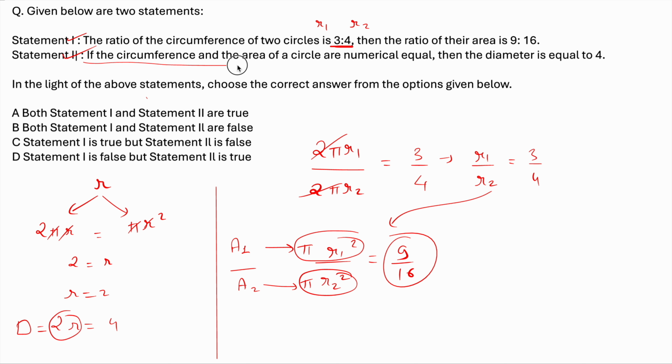If the circumference and the area are numerically equal, the diameter is equal to 4. Yes, absolutely correct. So both the first and second statements are true. We mark A option as the answer.